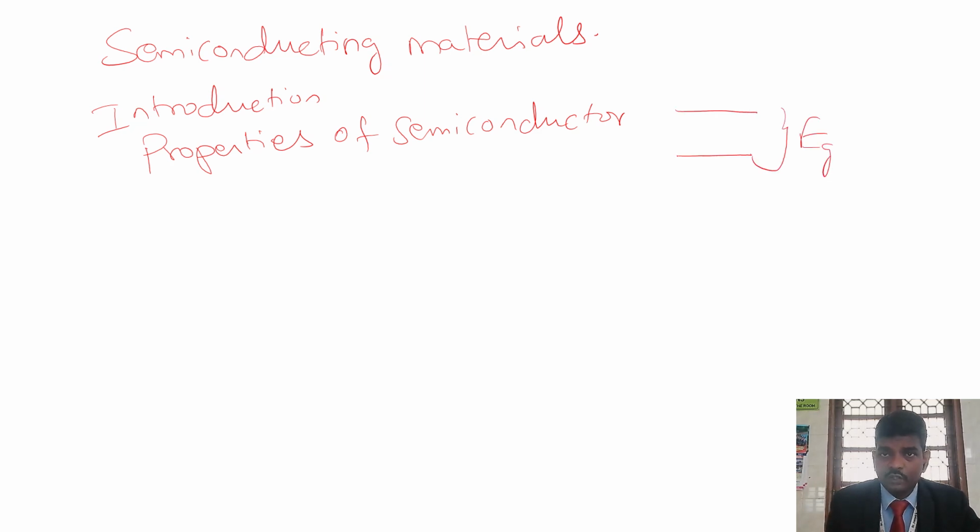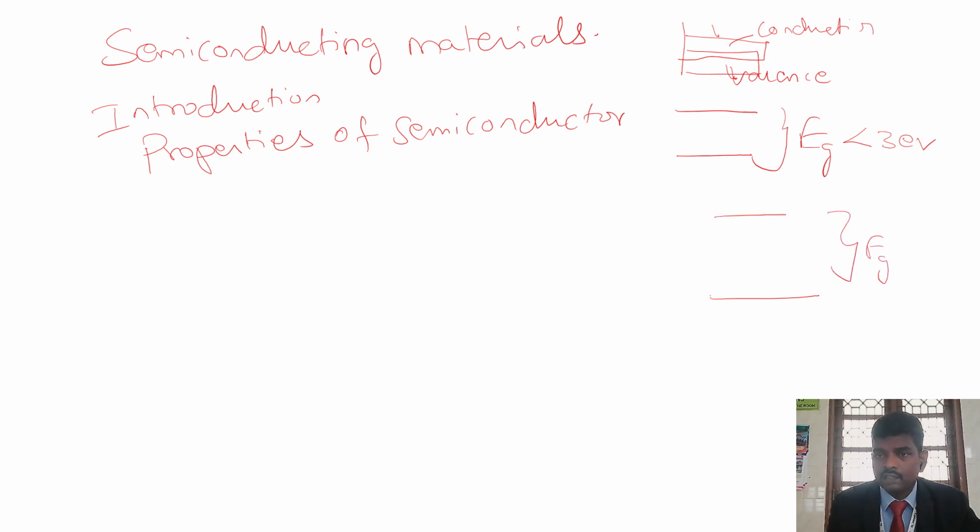Eg. Whereas if you talk about a conductor, in a conductor there is no energy gap, right? It overlaps. So this is the valence band and the conduction band overlaps. And here, for a semiconductor, the energy gap is less than 3 electron volt. And if you talk about an insulator, the energy gap is much larger than 3 electron volt. In general, we can say so. So like that, you need to list out what the properties of a semiconductor are.